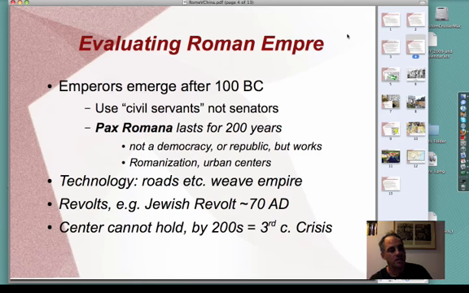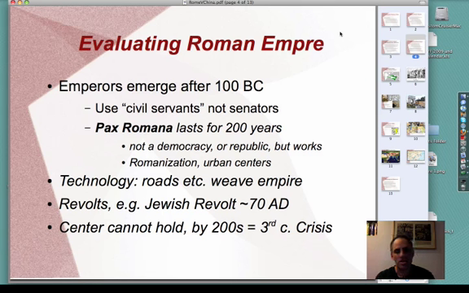The other things that the Romans are known for are their technologies, in particular roads. You can still find Roman roads today throughout the Roman Empire, or what was the Roman Empire, and these roads really weave together the empire. We'll talk about Christianity later, but the fact is that were it not for the Pax Romana, were it not for the technology of the roads and the ability to move around the Roman Empire as a Roman citizen, Christianity would not have spread so easily.